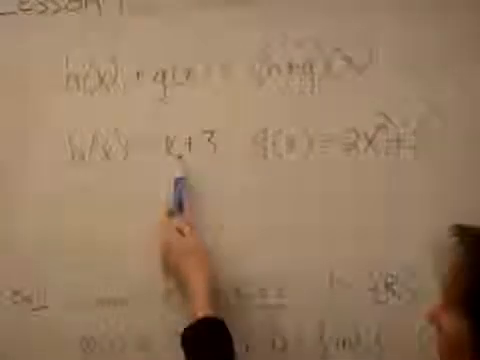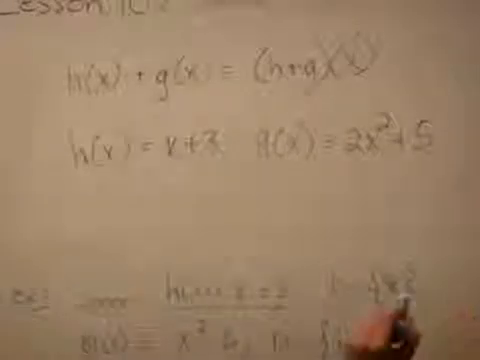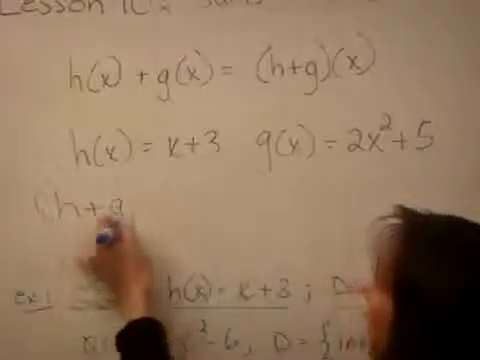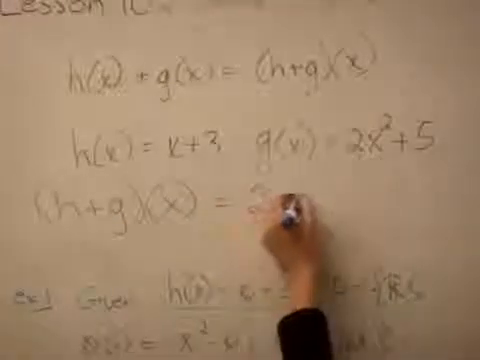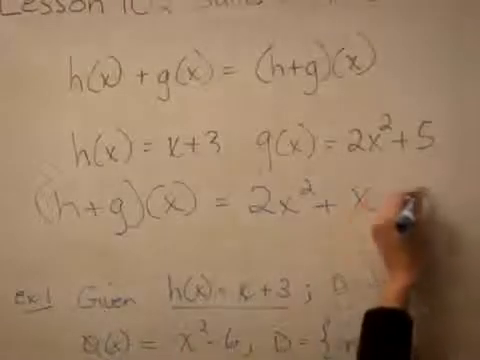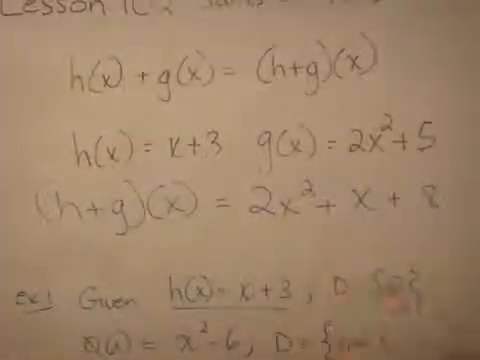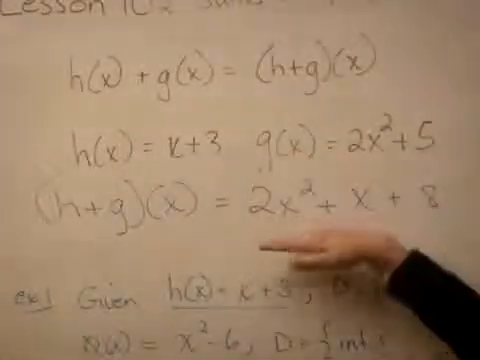We have h of x is x plus 3, and g of x is 2x squared plus 5. If we want to add them, we can write h plus g of x, and we can simply add the like terms. So we're going to get 2x squared plus x plus 8. I added the 3 and the 5, and these two aren't like terms, so I just carry them down. So I added the two functions, h of x and g of x, and got this.